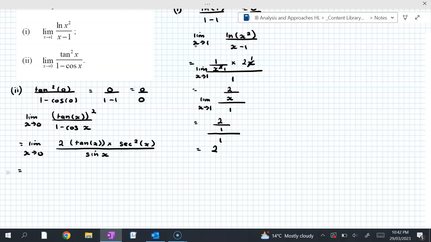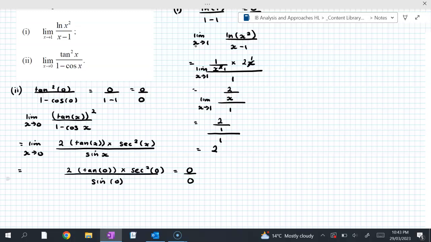Okay, so then I've got the limit as x goes to 0 of 2 of tan of 0 times sec squared of 0 all over sine of 0. Now when I substitute in, I shouldn't have the limit, but we can see fairly quickly that that also doesn't work. Tan of 0 is 0, so that'll be 0, and sine of 0 is also 0. So it's also 0 on 0.